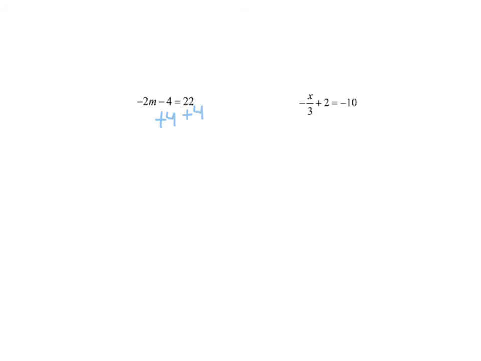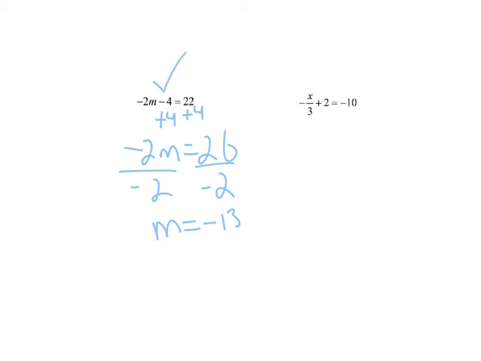to both sides. We get negative 2m equals 26. Now we're going to divide by negative 2. M equals negative 13. Now we can plug that back in. Negative 13 times negative 2 is positive 26. 26 minus 4 equals 22. That one's correct.